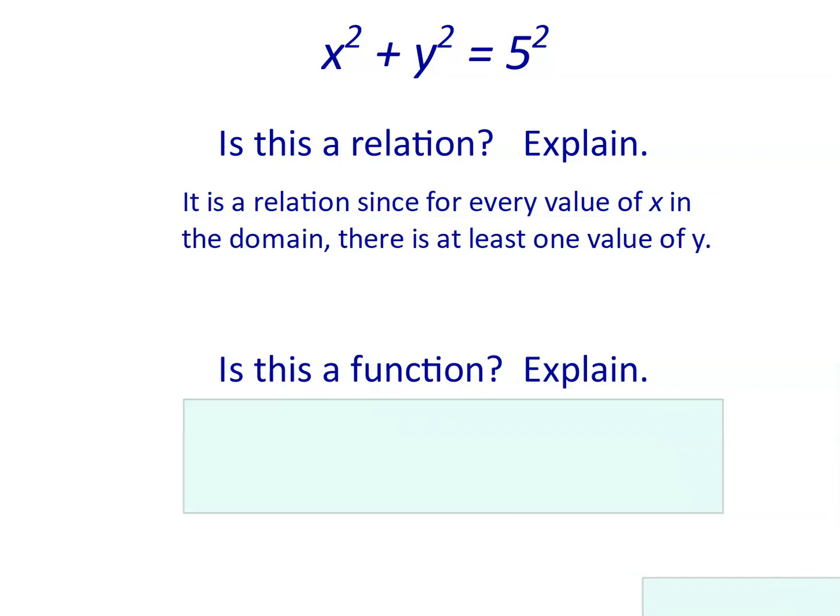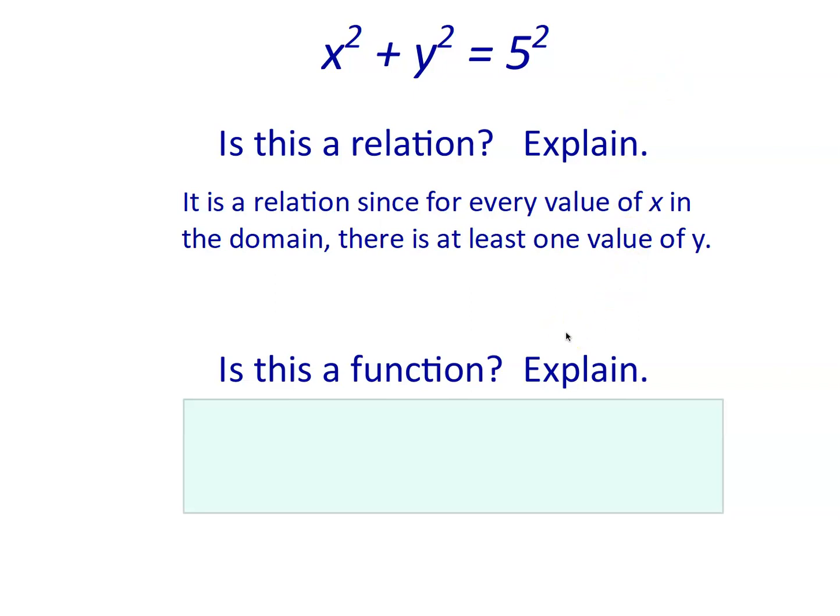And the answer is yes, since for every value of x in the domain, there's at least one value of y. So for example, if x is 3, 3 squared is 9, then 4, for example, is a value for y, because 4 squared is 16, and 9 plus 16 adds to 25. So it is a relation because for every value of x, there's at least one value of y.